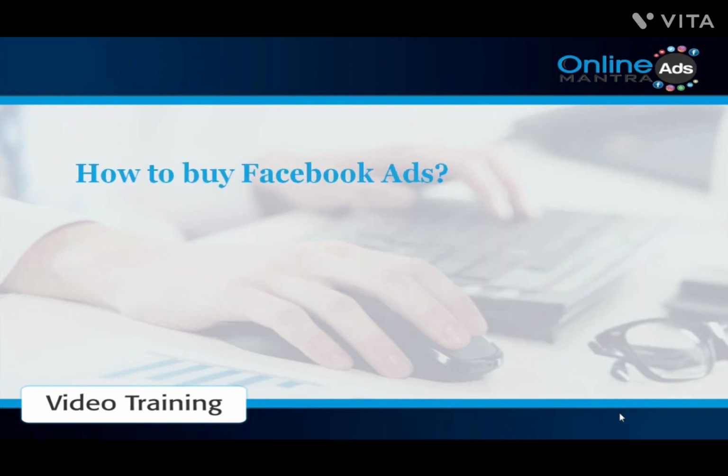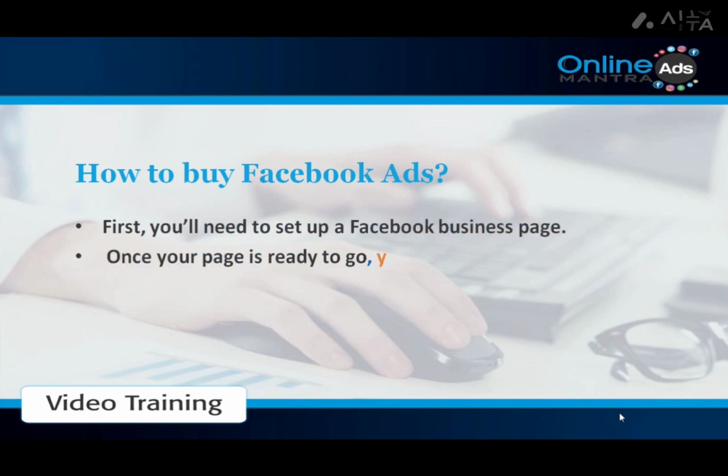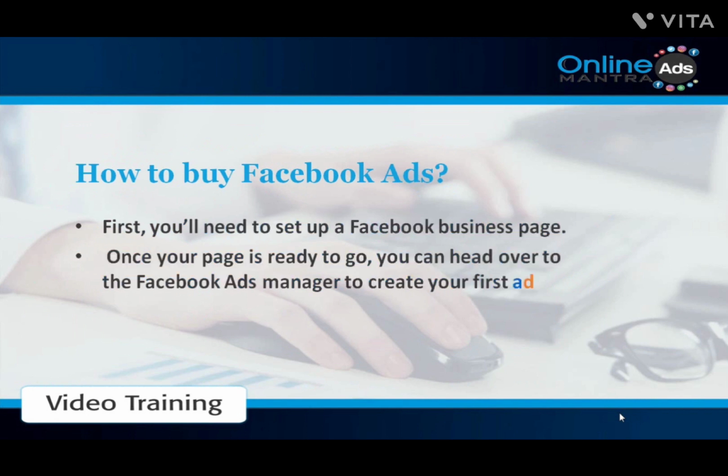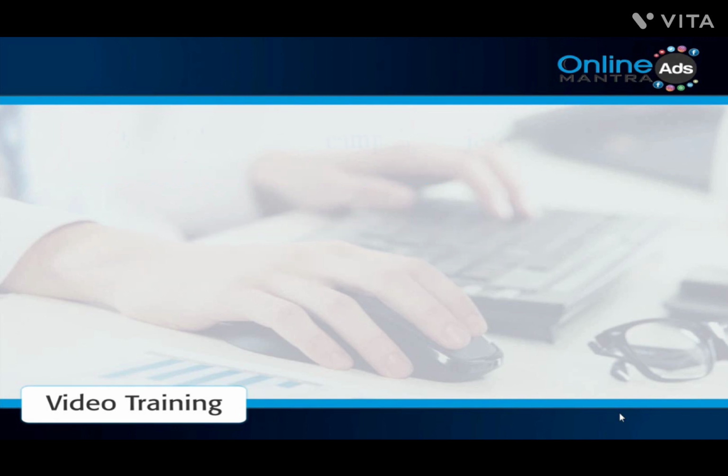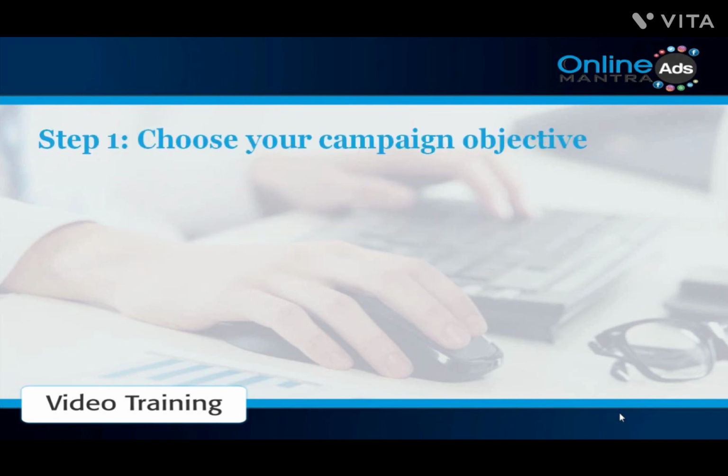How to buy Facebook ads. First, you will need to set up a Facebook business page. Once your page is ready to go, you can head over to the Facebook Ads Manager to create your first ad. Step 1. Choose your campaign objective.